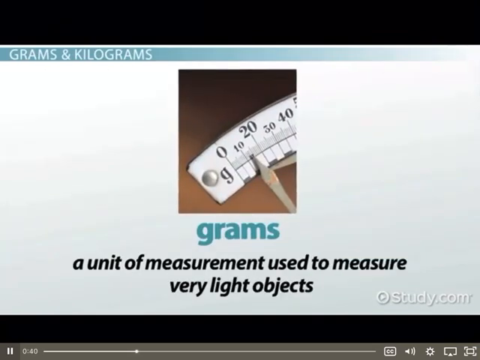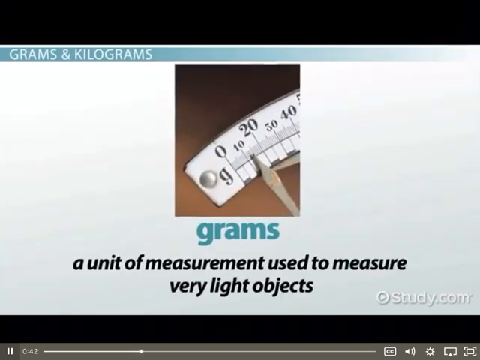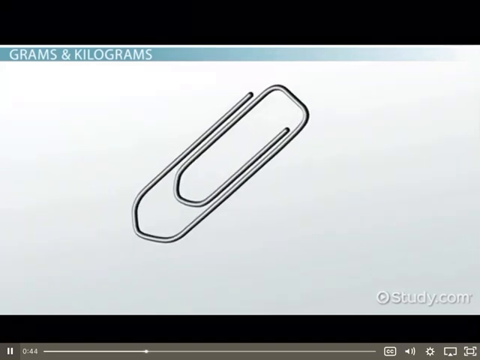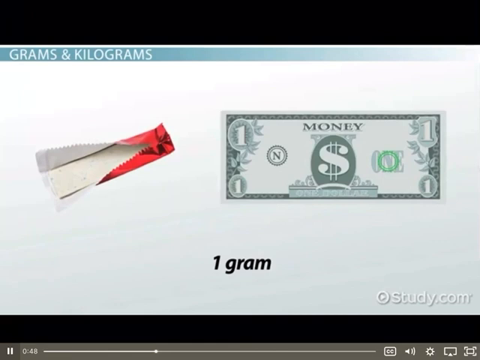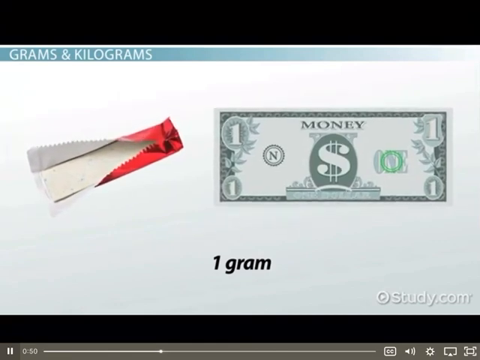Grams is a unit of measurement used to measure very light objects. For example, a small metal paperclip weighs around 1 gram. Other objects that weigh about 1 gram are a stick of gum and a dollar bill. We can abbreviate the unit gram with the letter G.